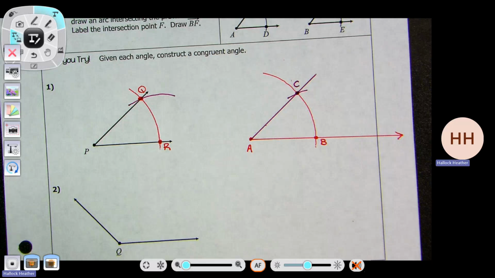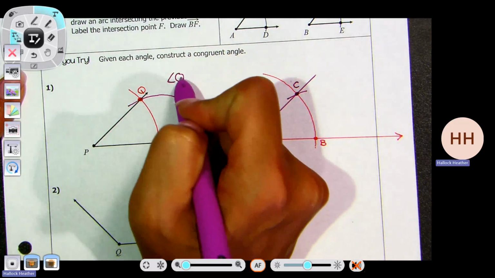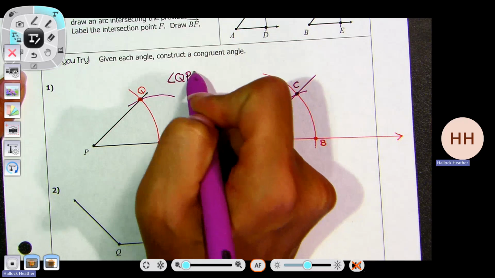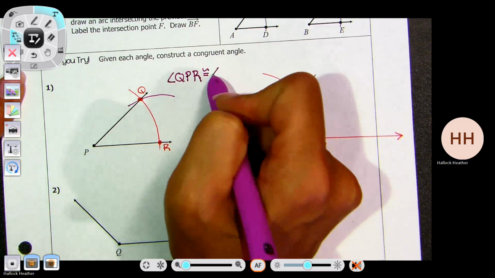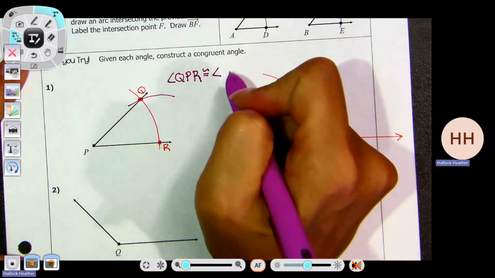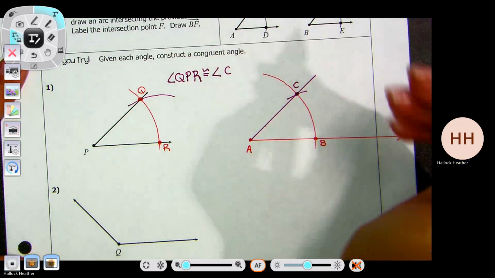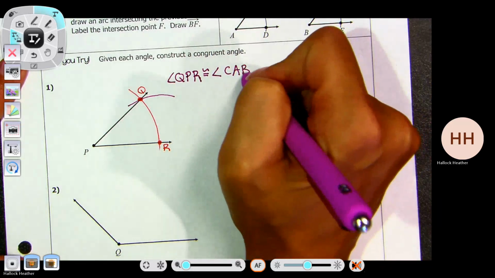So we're going to write the congruency statement. We're going to say angle QPR is congruent to angle what? Since I said Q first, what letter should go first? C. And then what should go next? A. And then last would be B.